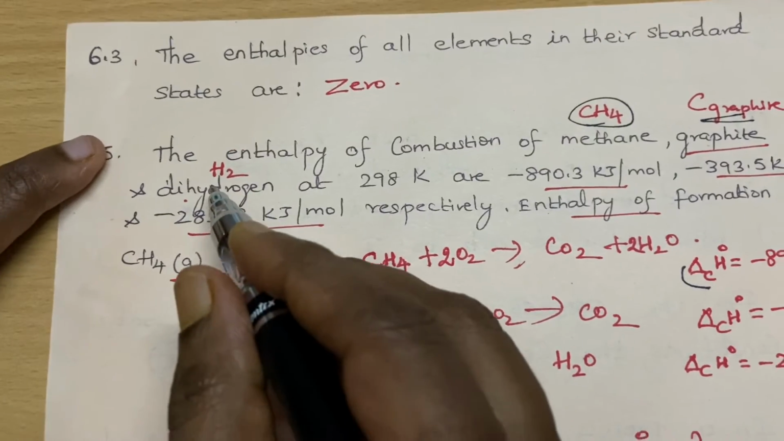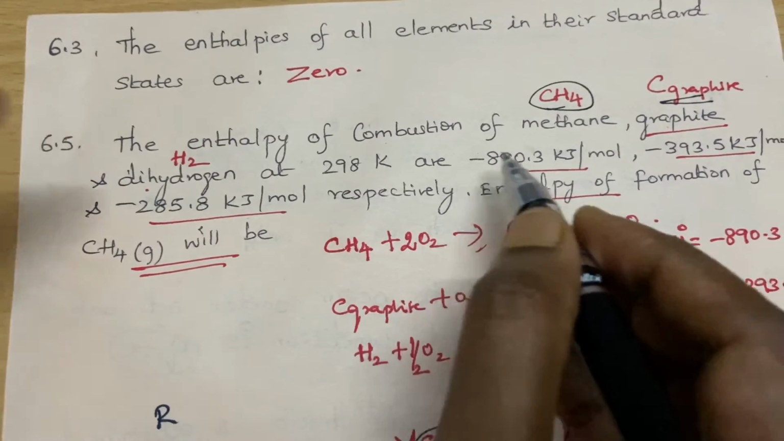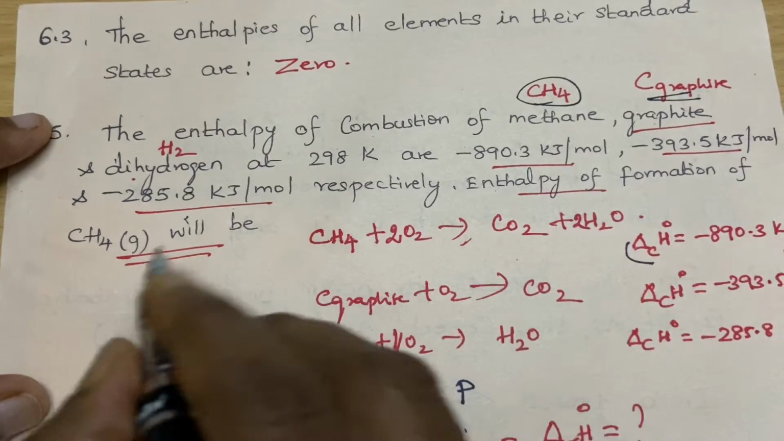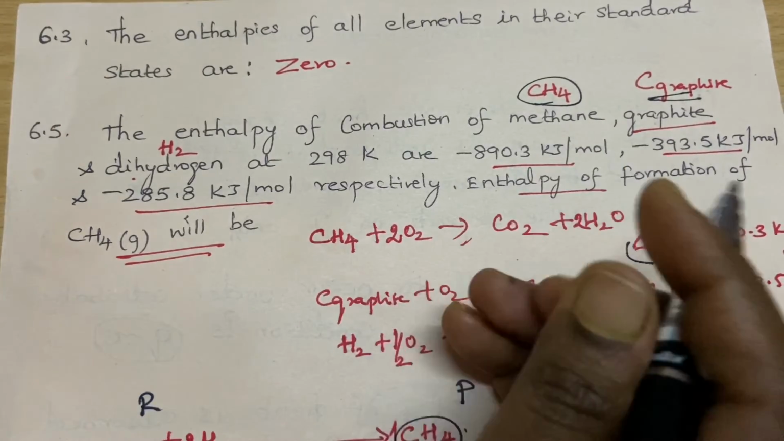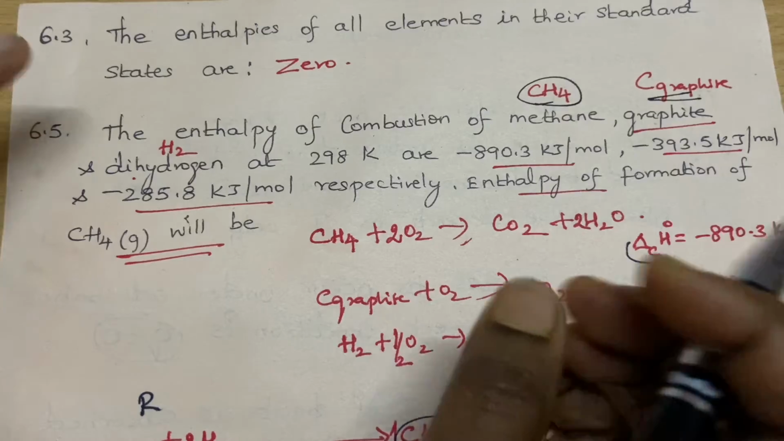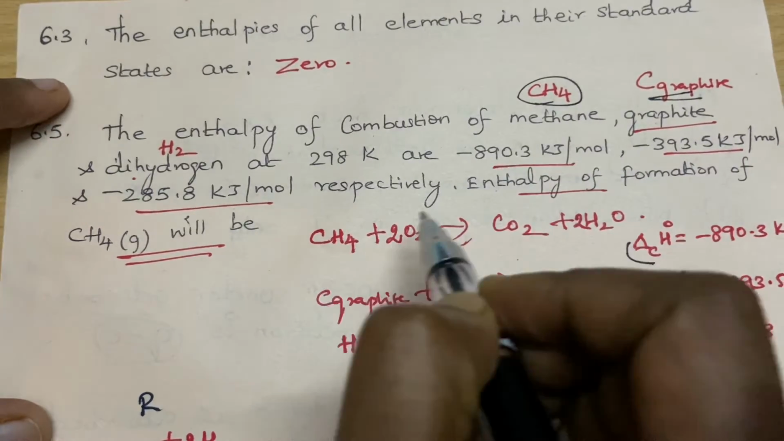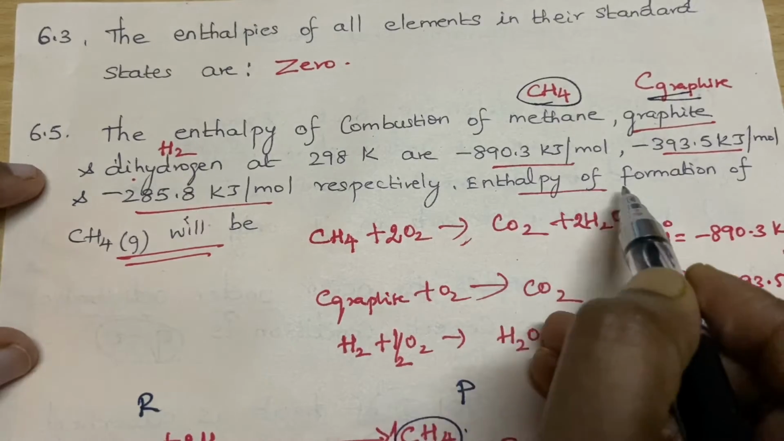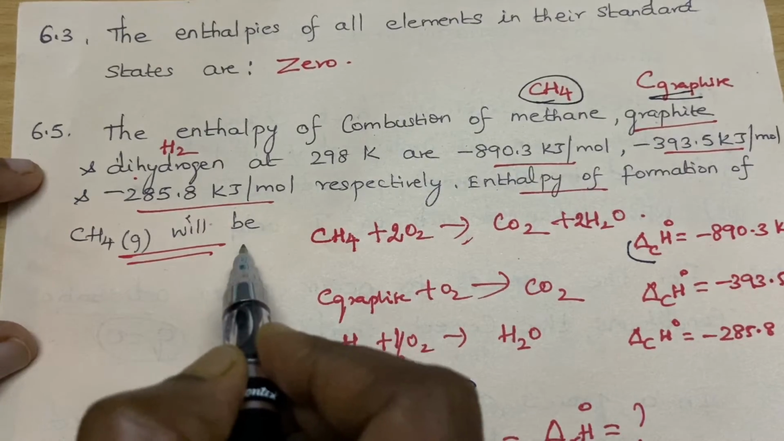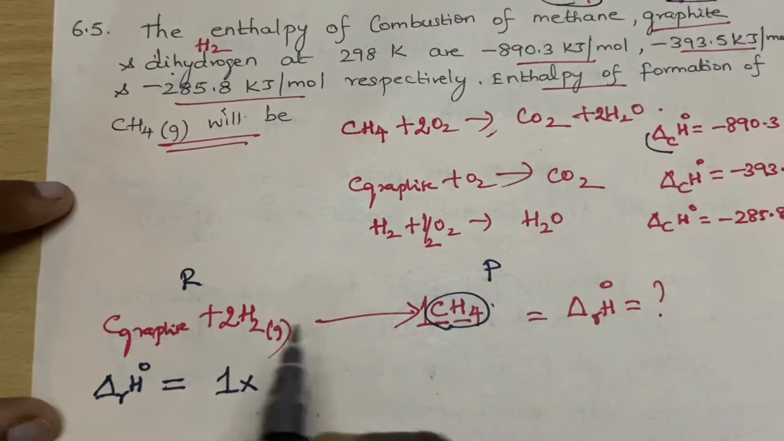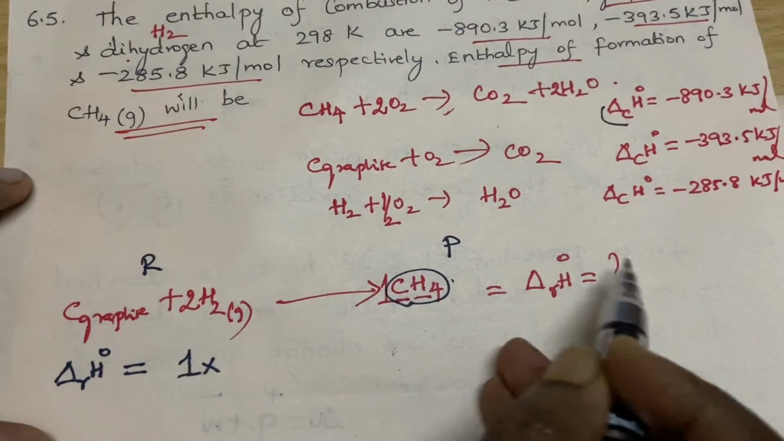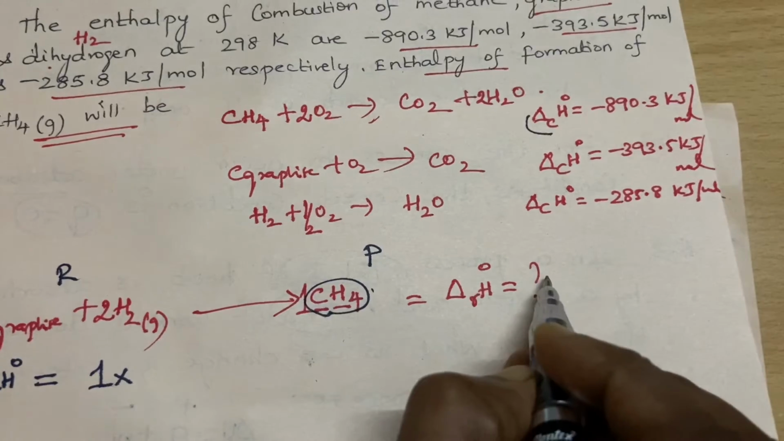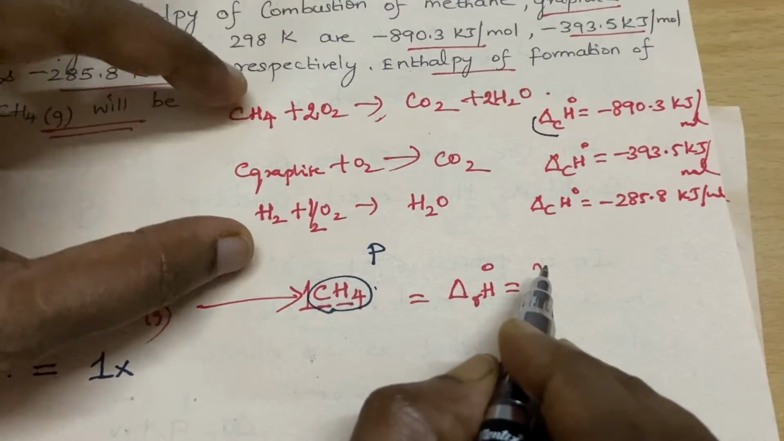And dihydrogen means H2 at 298 Kelvin, and the data are given respectively. The enthalpy of formation of methane is... see students, you have to understand the question properly. These are the data given to solve this equation. What is the reaction? Enthalpy of formation of methane. For the enthalpy of formation of methane, a certain amount of enthalpy is involved. You have to solve this based on the data given.